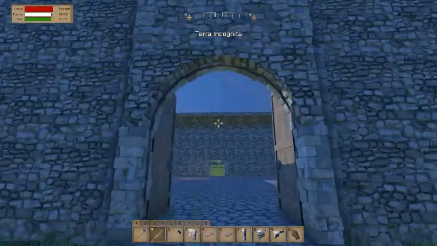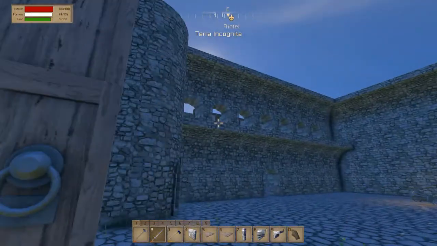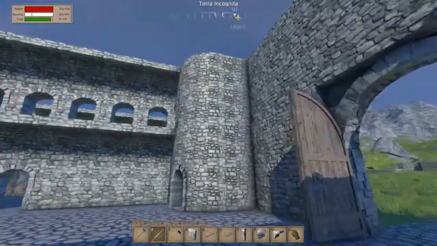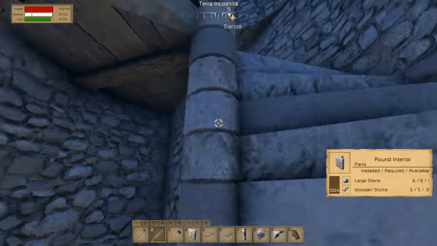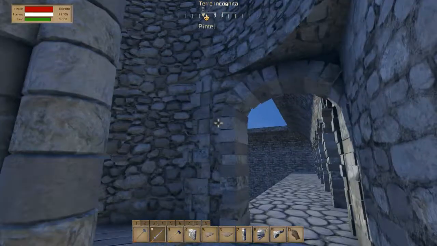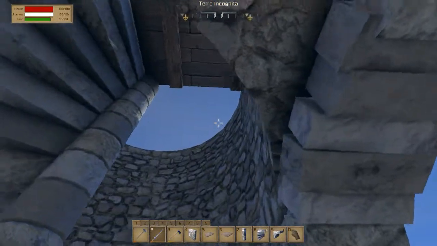So here we are, back about an hour before the previous two episodes. Did a little bit of reinforcement here, put some stone blocks here. It's all solid up here. I'm hoping this is going to be okay. I'm thinking about this now.